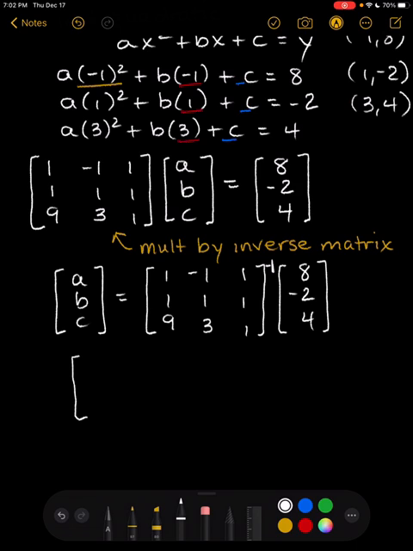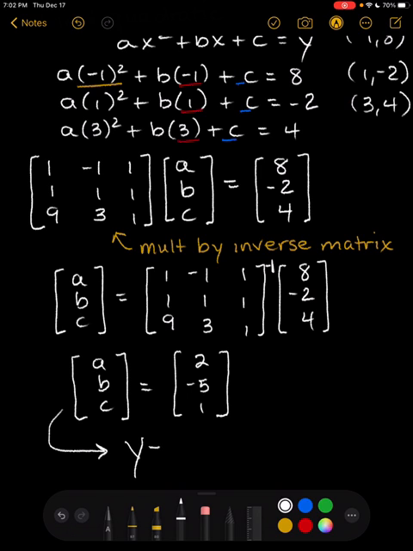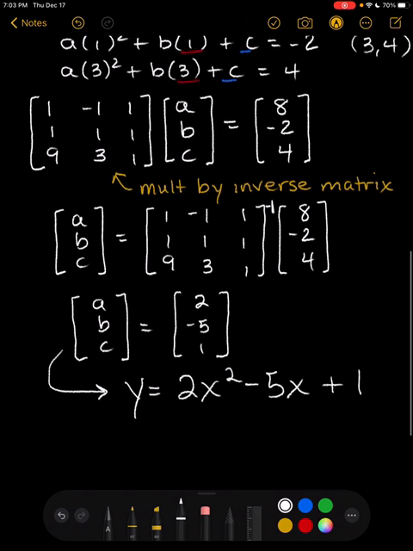And again, using your calculator, unless you're required to do it by hand, enter those matrices, and you will end up with a being 2, b being negative 5, and c being 1. So in essence, y equals 2x squared minus 5x plus 1.